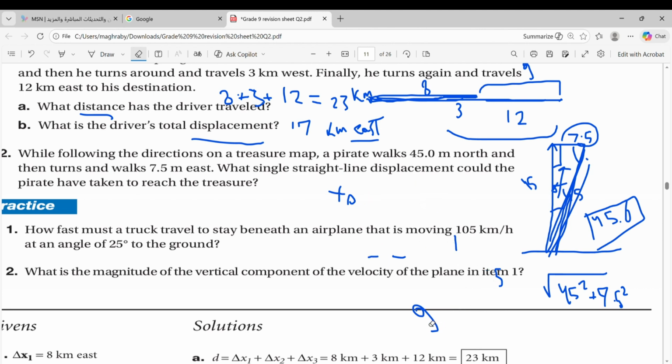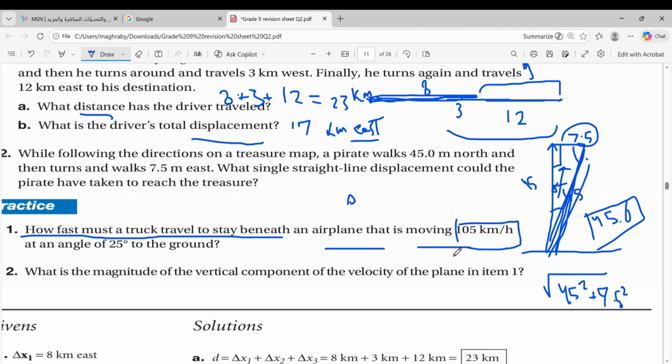Okay, let's get to this part now. He is asking how fast must the truck travel to stay beneath an airplane that's moving at 105 kilometers per hour at an angle of 25. Okay, this is the truck and we would like it to stay beneath the airplane. So you know that the airplane moves like this, and the truck moves like this on the horizontal line.